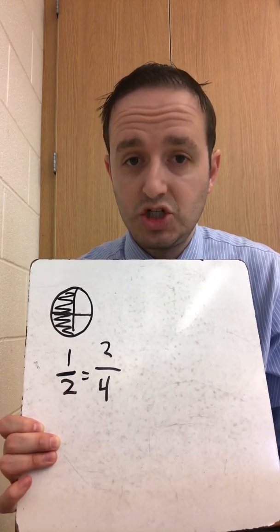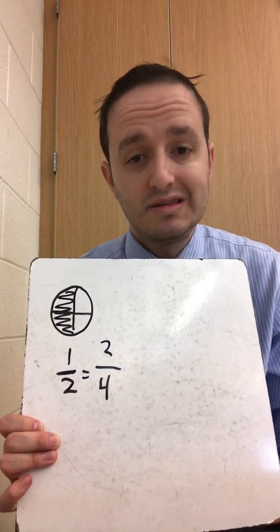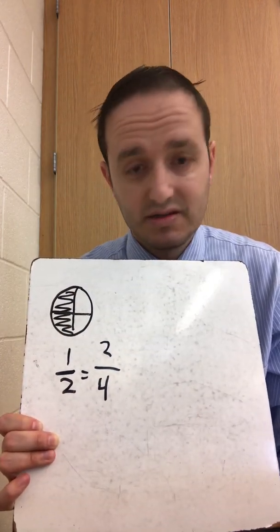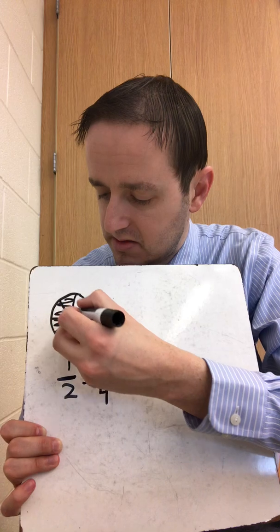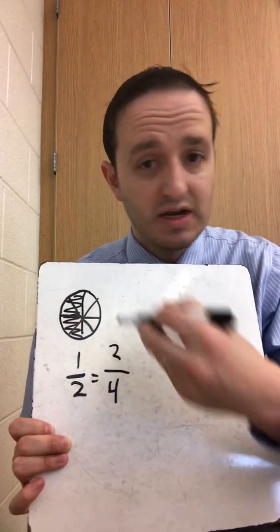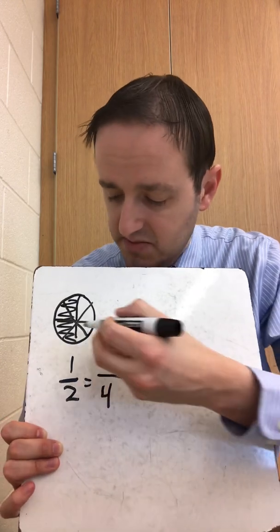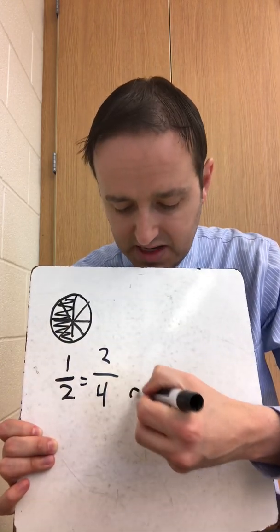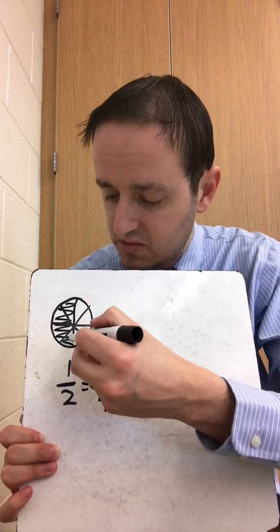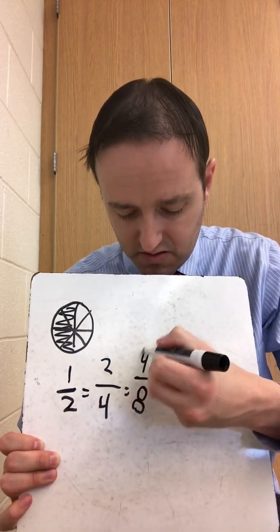Is there another way I could shade this in which I get the same amount here, but I changed the amount of pieces? Well, if I cut it here and here, I didn't shade anything extra, but I did change the amount. So we have now a total of 8 pieces. It's our denominator. And how many are still shaded in? 1, 2, 3, 4. 4 eighths.